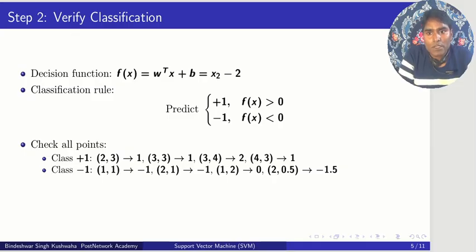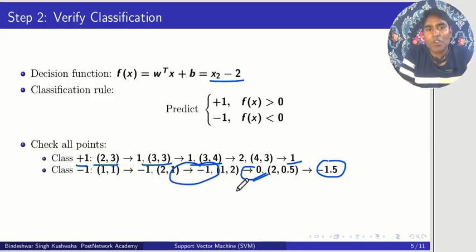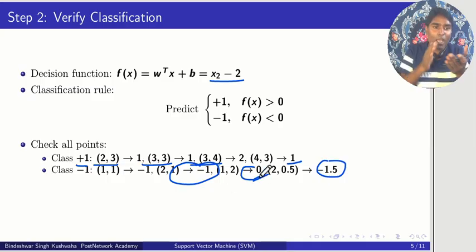Now if you check all the points, for the +1 class, 3 points, if you put them here you can verify them, and this side would be the -1 class, 3 points, and for 2 points f(x) is 0. That means they are support vectors. Remember, the points which are on the hyperplane would be support vectors.